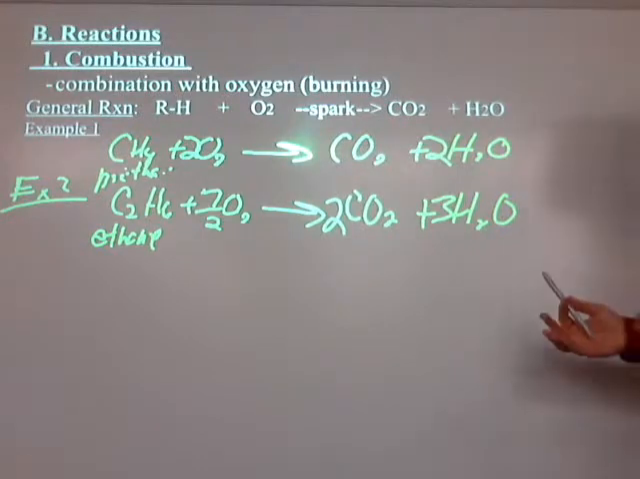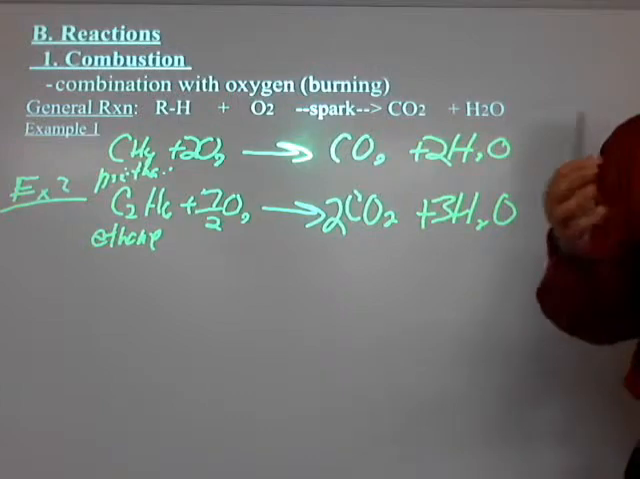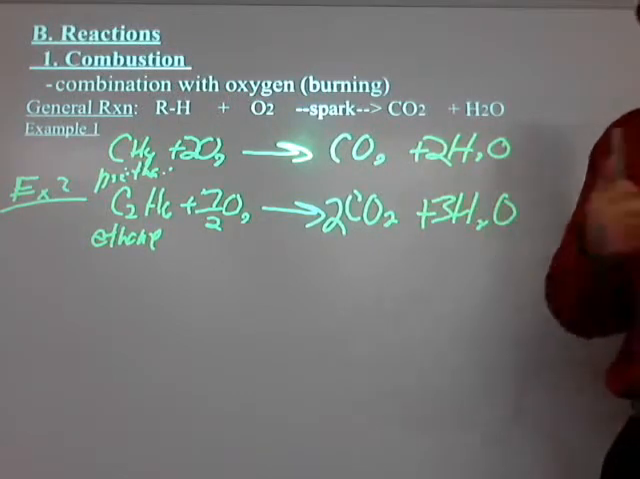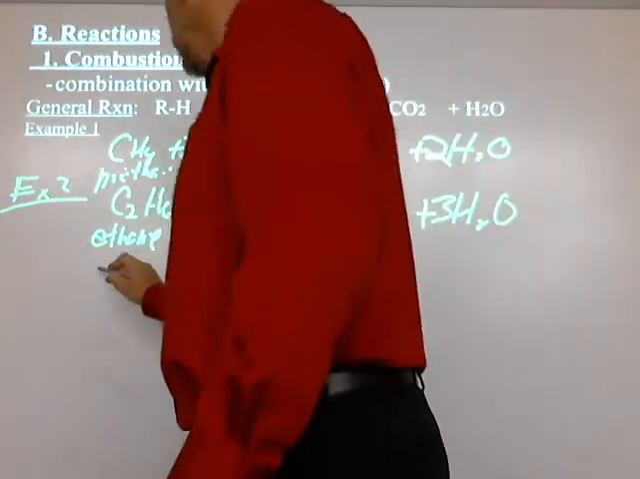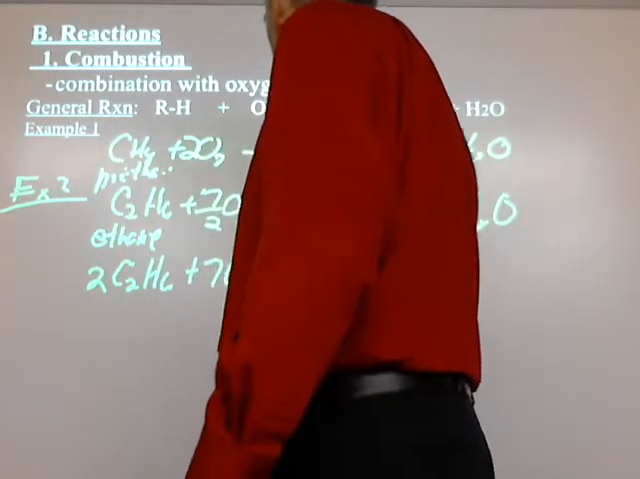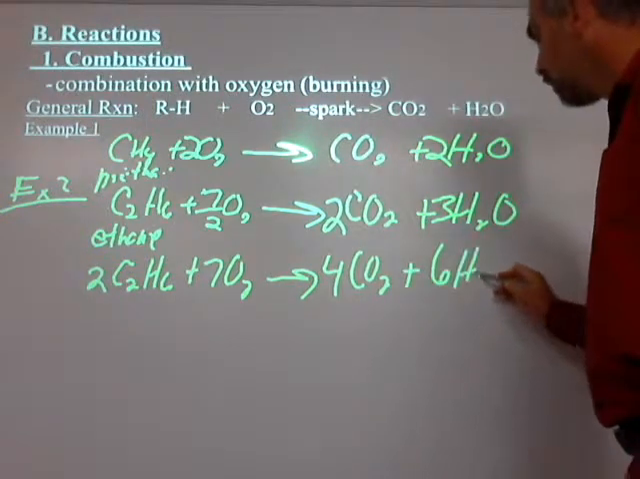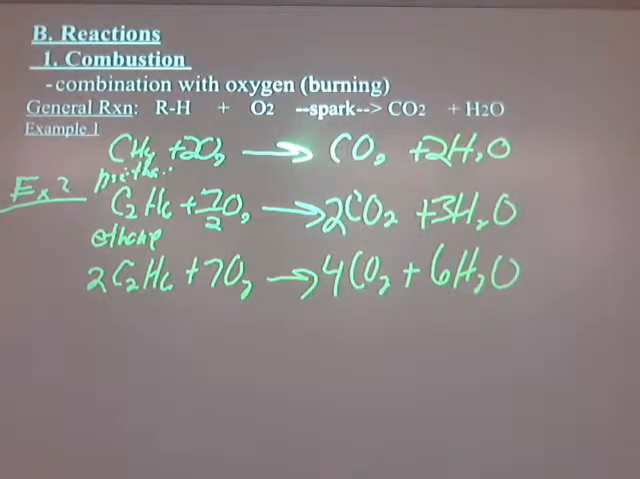So what can I do to everybody that will balance the whole equation and not have any fractions in it? Exactly, just multiply everybody by 2. So basically you end up with 2C2H6 plus 7O2 yields 4CO2 plus 6H2O. Got it? Okay. And that happens sometimes. You got to do that.